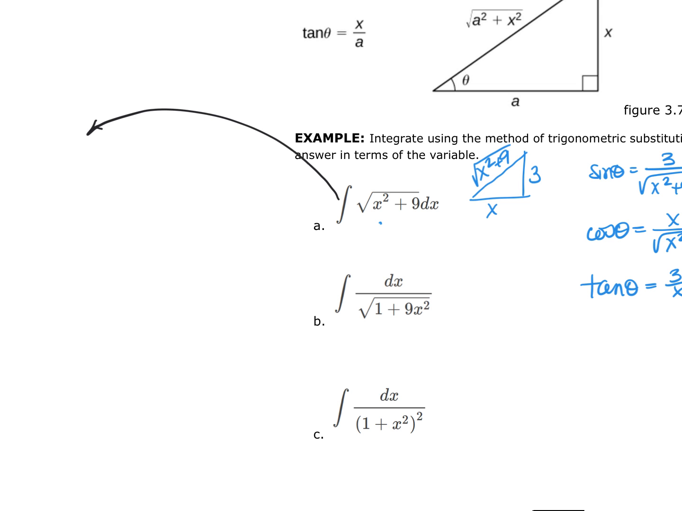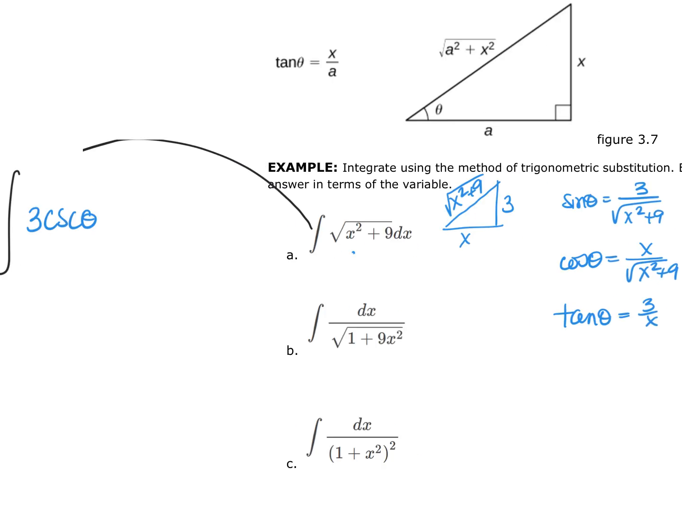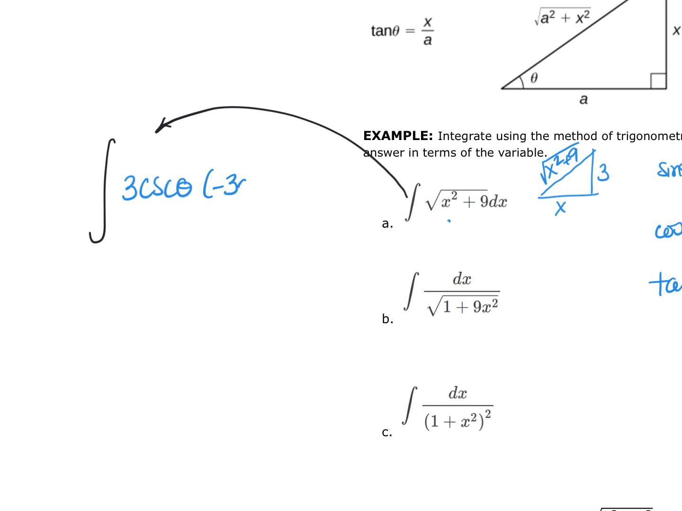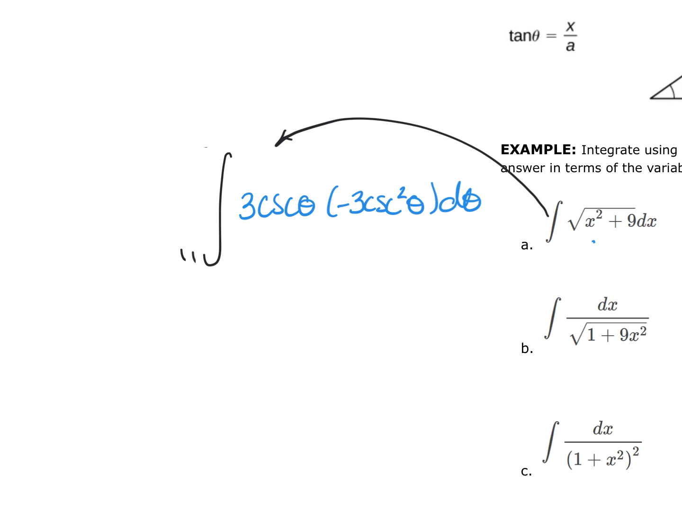We know the square root of x squared plus 9 gets replaced with 3 cosecant of theta. We know dx gets replaced with negative 3 cosecant squared of theta d theta. And so what I end up with at this point is the integration of negative 9 cosecant cubed theta d theta.